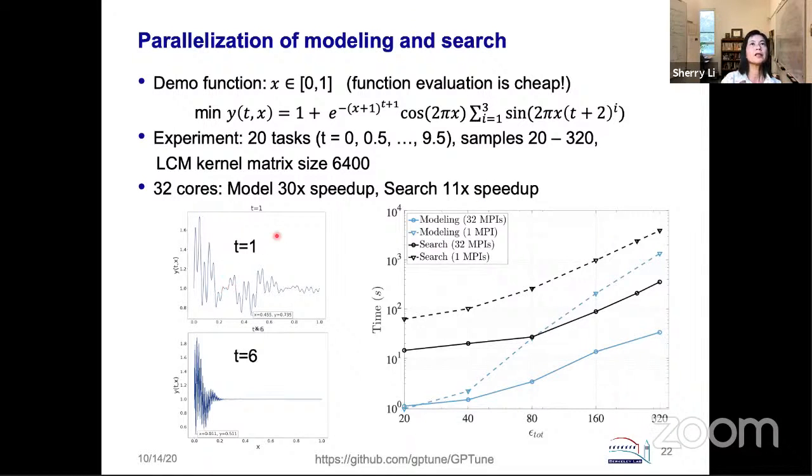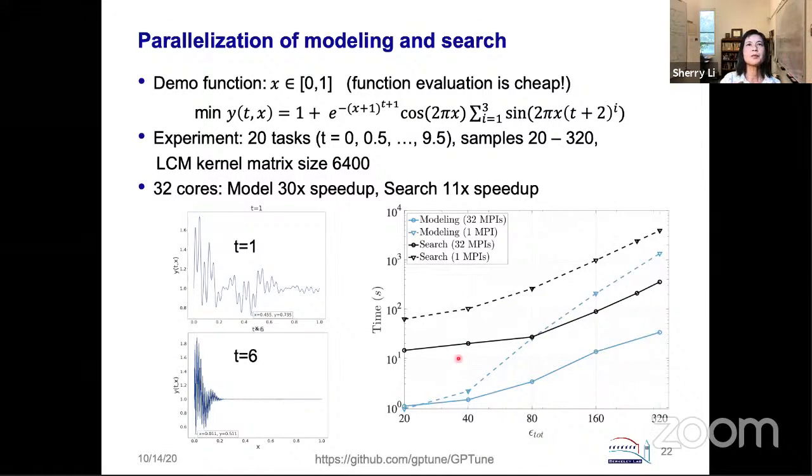If you look at these functions for different t, with a smaller t, if t equals 1, the shape is like that. With increasing t, it's very wiggly, so it's getting more and more difficult. So we have 20 of those, from 1 to 20, from easier to difficult, and then you do the multitask learning together.